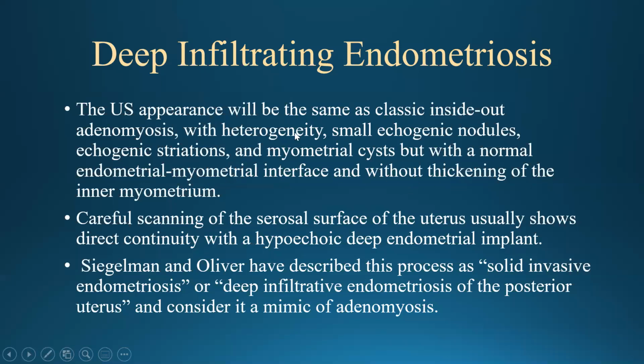So it has criteria removed from the definition. First off, it grows from outside to inside. Second off, it has a normal endometrial-myometrial interface. Third off, it doesn't have any thickening of the inner myometrium, which differentiates it from adenomyosis. So careful scanning of the serosal surface of the uterus usually shows direct continuity with a hypoechoic deep endometrial implant.